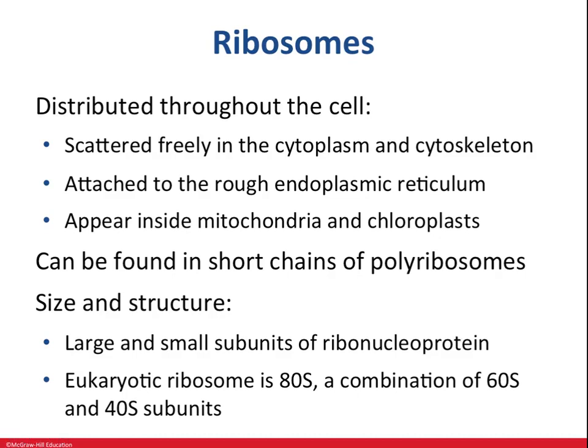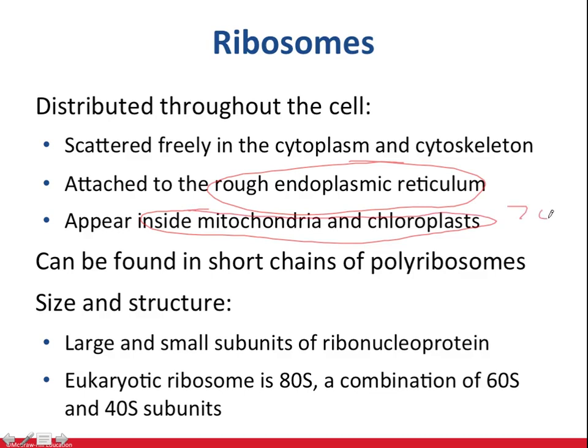Ribosomes. Eukaryotic cells also have ribosomes. The ribosomes in eukaryotic cells are attached to the rough ER. They can also appear in the mitochondria and the chloroplast. However, in the mitochondria they are 70S, while in the eukaryotic cells, in the rough ER, they are 60S and 40S. So that's different.